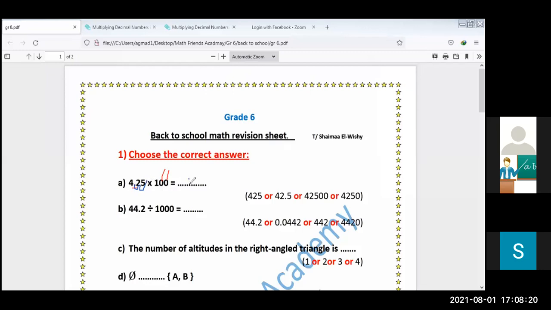So let's write the number 4, 2, 5, and our decimal point here, and 0. It means what? You can ignore it now. So the answer is, no decimal point, because the decimal point on the right you can ignore it. So the answer is, read the number, 425. 425.0 means 425 only.